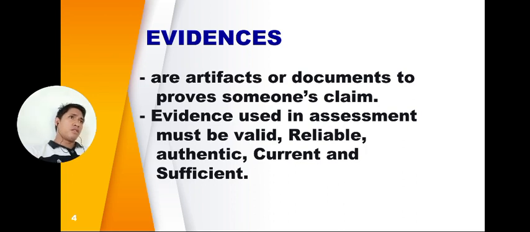Current, up to date. So for example, you will be questioning about the new trends, and your data to support it was from the old times. So it's not current. And sufficient also. It must be enough. For example, the evidence needed to make your claim true is 4 to 5 pieces of evidence, and you only have 3. So that makes your claim insufficient. Your evidence is insufficient, so it can be voided, because there is an insufficiency of the evidence itself.